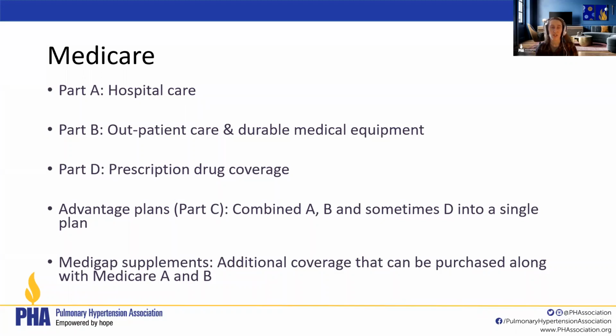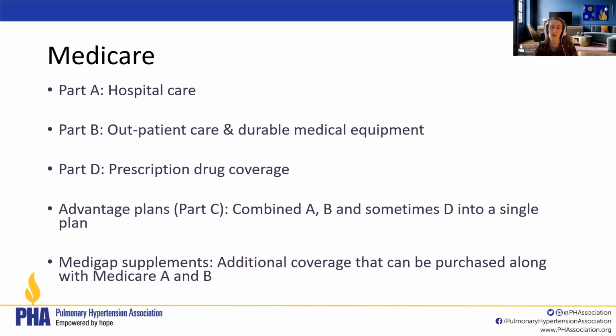Starting off with Part A, mainly just hospital or inpatient care, some related care facilities, that kind of thing. Part B is for outpatient care and also for durable medical equipment. So specific to PH, that would include things like oxygen equipment or Remodulin pumps. It's got several other things there, but those are kind of the broad, big pieces of that category.